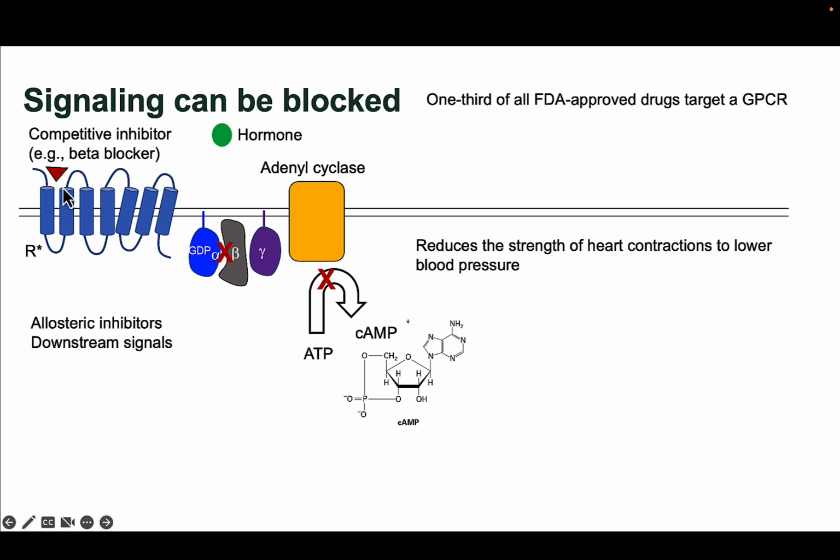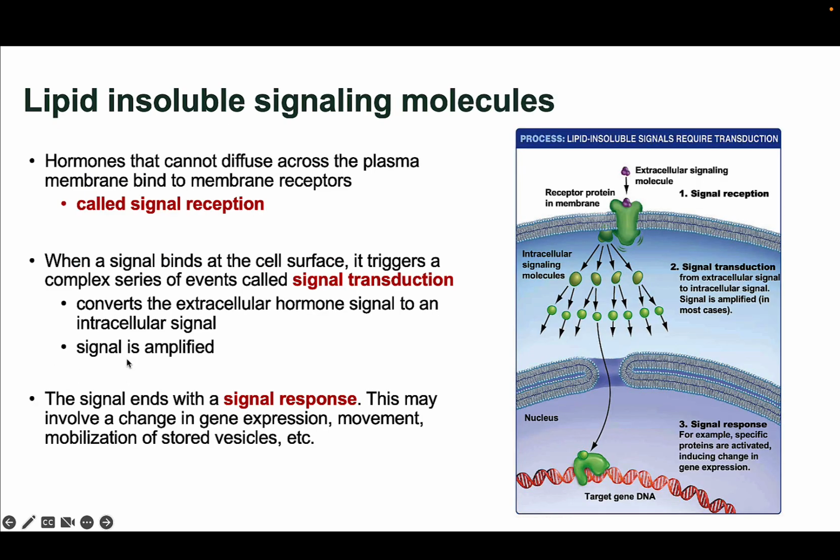There are different types of inhibitors for G protein coupled receptors. We can get allosteric inhibitors that bind somewhere else in the protein and shut it off. And we can also inhibit downstream signals. So for example, if we inhibited adenyl cyclase, it wouldn't matter if there was hormone around. If we inhibited adenyl cyclase, we wouldn't get any cyclic AMP. So that's what I mean by inhibiting downstream signals.